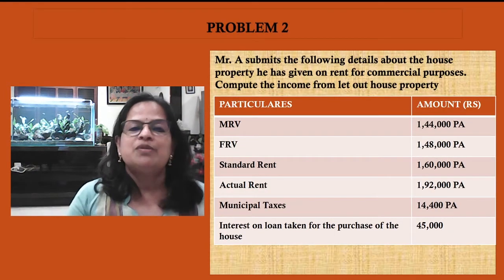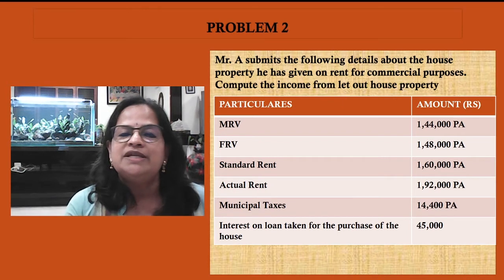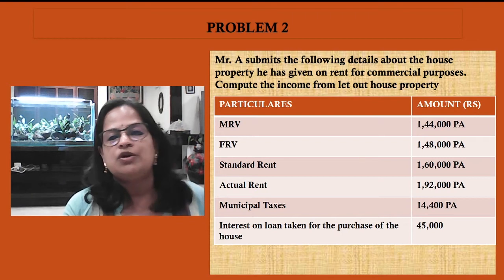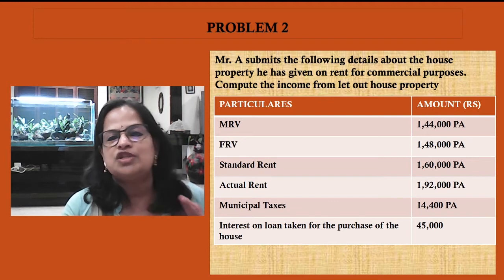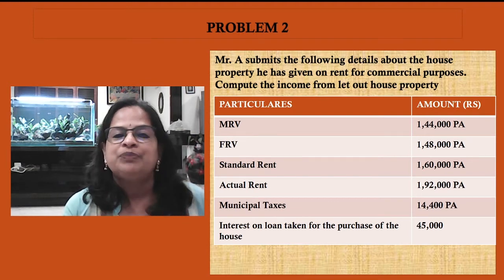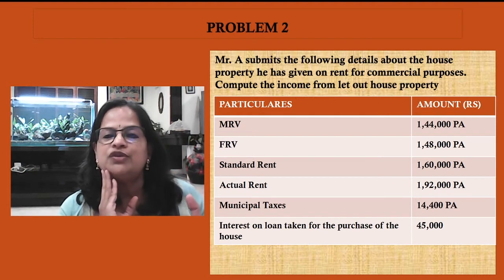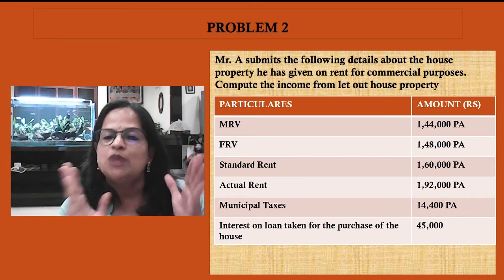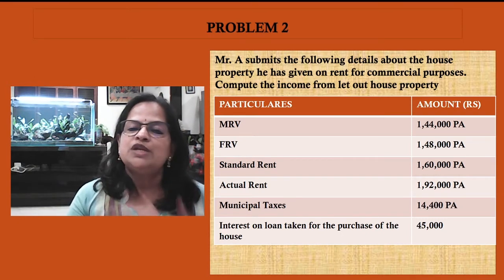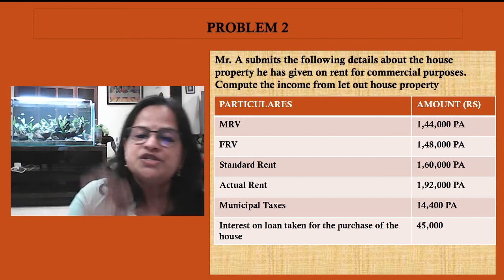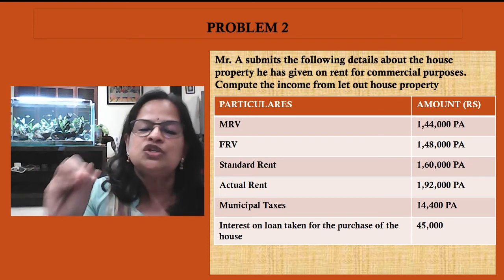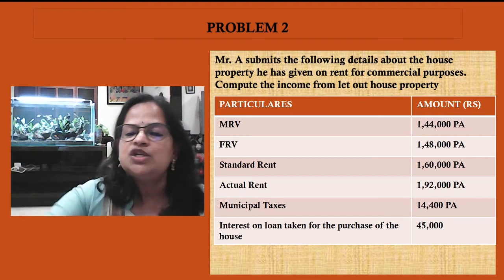Now we are moving to the second problem. Mr. A submits the following details about the house property he has given on rent for commercial purposes. Compute the income from let out house property. Letting out can be for residential purpose or commercial purpose. So this is for commercial purpose. Municipal rental value 1,44,000 per annum. Fair rental value 1,48,000 per annum. Standard rent 1,60,000 per annum. Actual rent 1,92,000 per annum. Municipal taxes 14,400. Now interest on loan taken for the purchase of the house. This is also another deduction allowed under section 24.